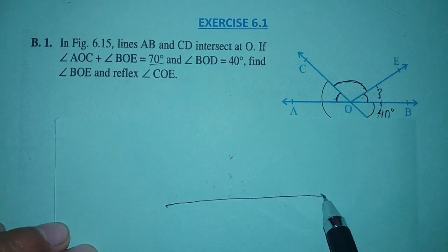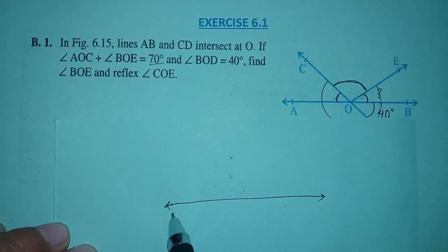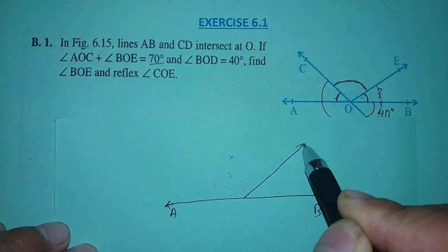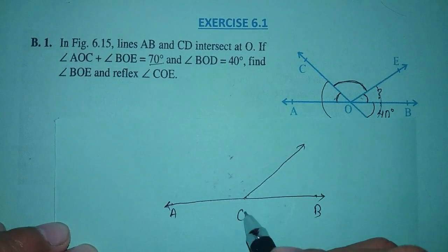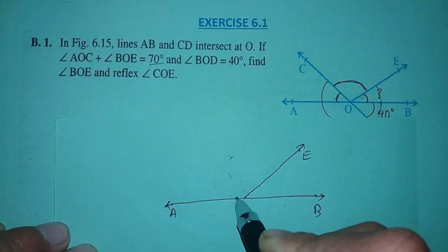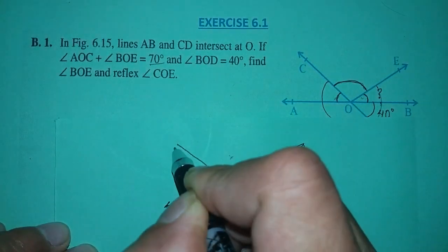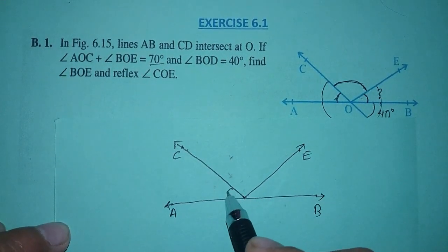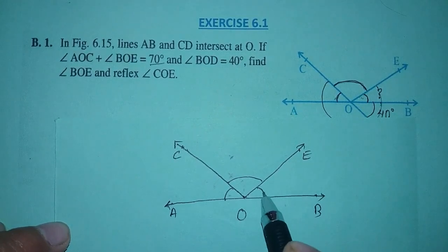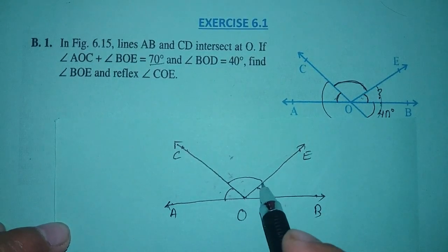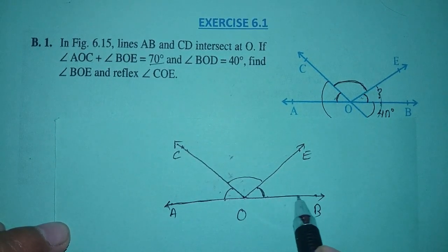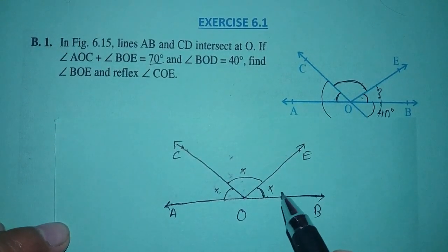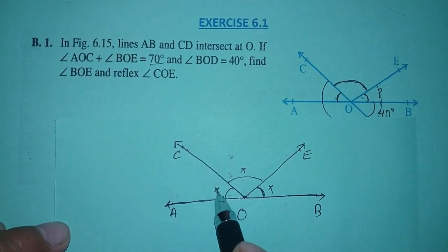Here we have a line AB, and this ray is this one. Now we have three angles here, this angle, this angle, and this angle. These three angles are on this straight line, so the sum of this angle plus this angle plus this angle will be 180 degree.